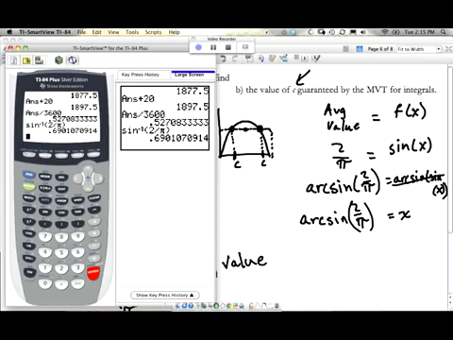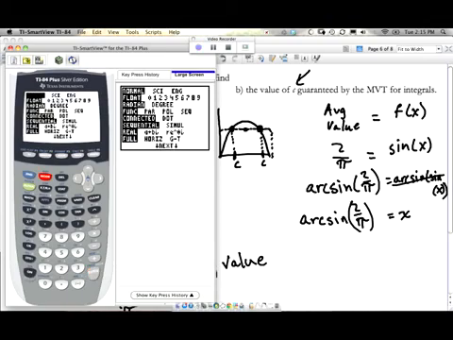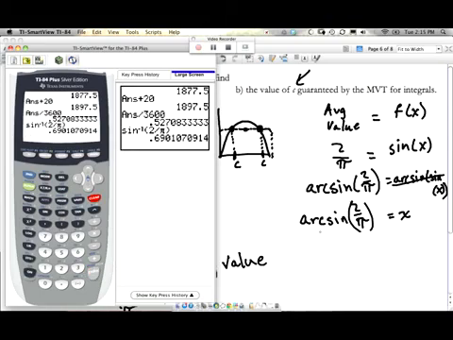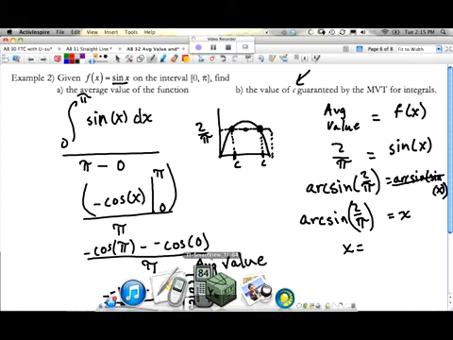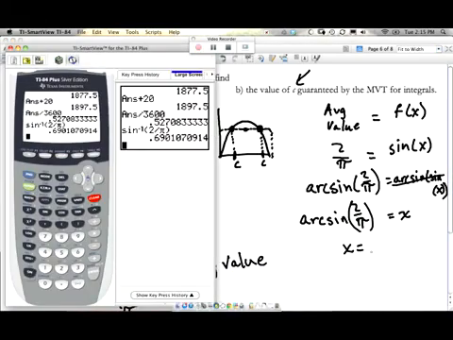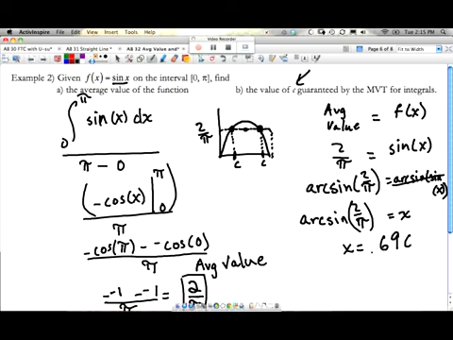So this is our answer in radians. Let's double check my mode. We are in radians. Perfect. So the answer would be x equals 0.6901. Boom. Done. That was almost too easy.